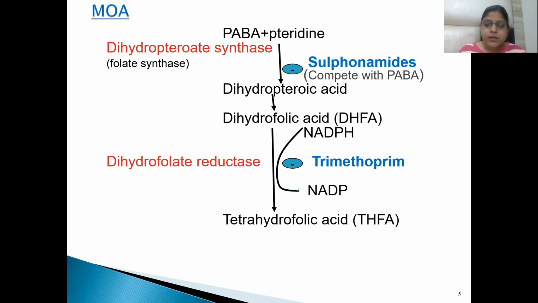This tetrahydrofolic acid gets converted to DNA and RNA in the cells. The drugs which inhibit the dihydropteroate synthase, or folic acid synthase, are the sulfonamides. They compete with PABA. And dihydrofolic acid reductase is inhibited by trimethoprim or pyrimethamine in the parasites, like in the treatment of malaria.